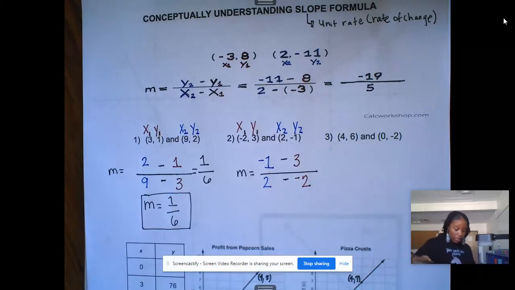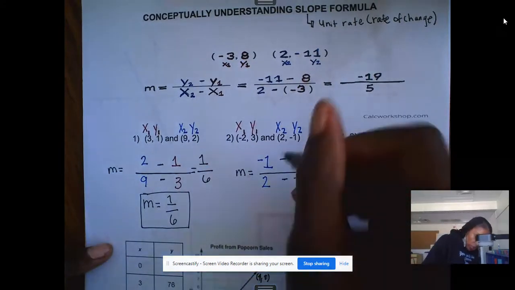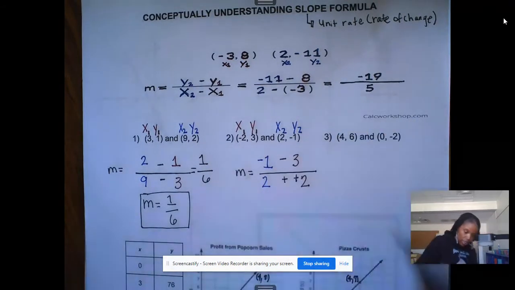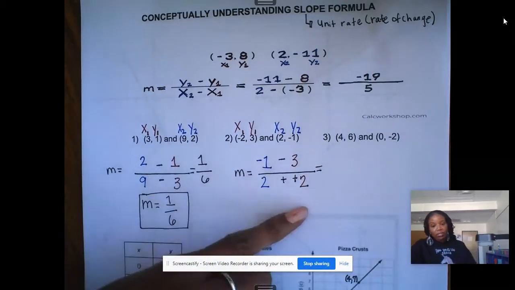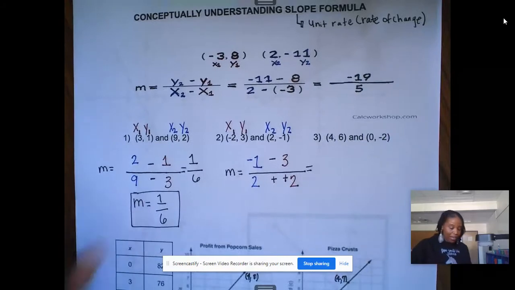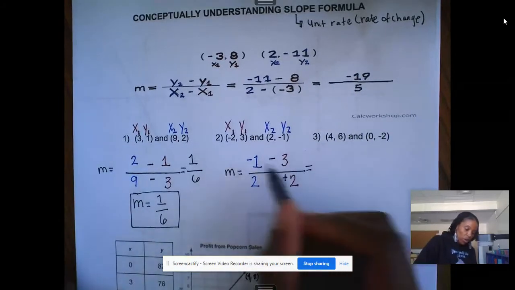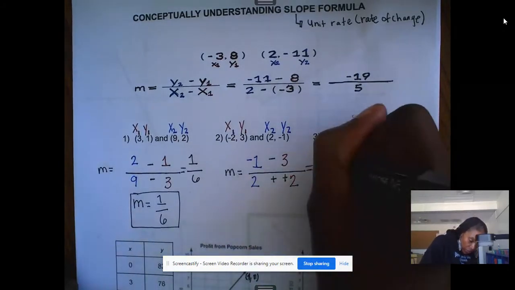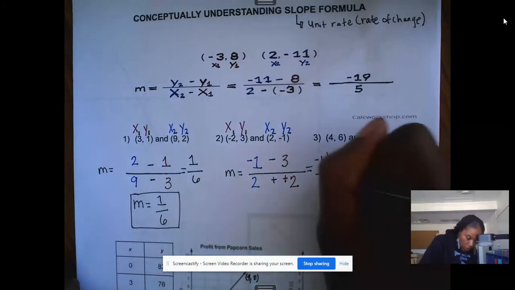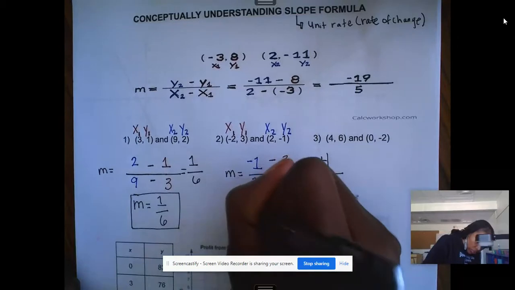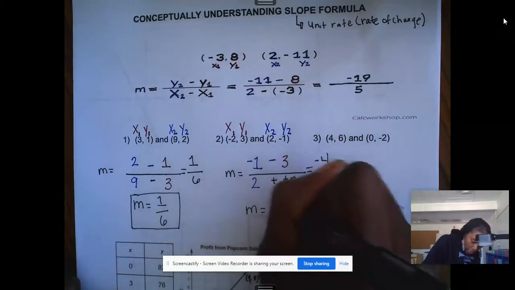Remember, I told you it's negative 1 times negative 1. So you want to change both of these to positives right here. Put my equal sign, and now I'm solving. These signs are the same, so I add them and keep my sign. So that's 1 plus 3 is 4. Both of these are negative, so that's a negative 4. Put your division sign. And then 2 plus 2 will give me 4. So my m equals negative 4 divided by 4.